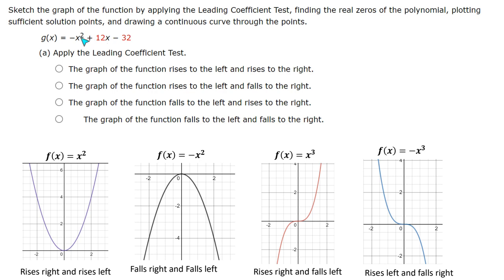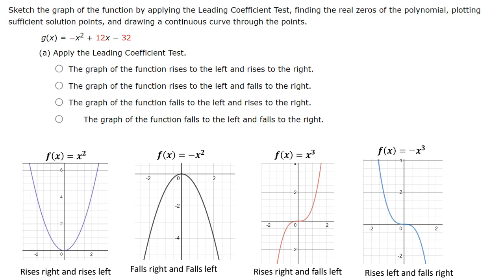So the degree is your largest power. So in this case, 2. And 2 is even. That means that our answer is either going to be this first graph or this second graph. So now we look at the leading coefficient. It's negative. So that means that the behavior is like the second graph here. And so that means that the graph falls right and falls left.